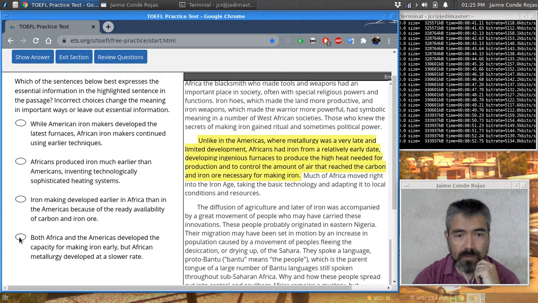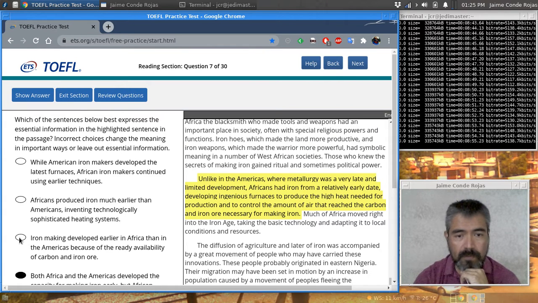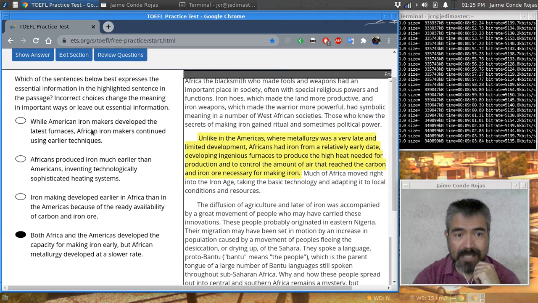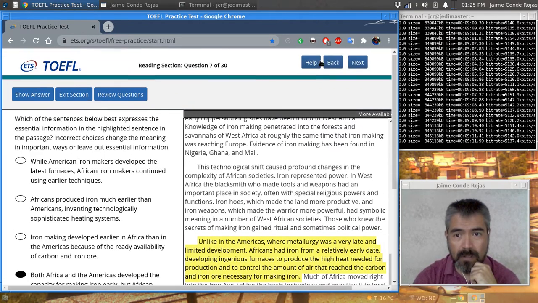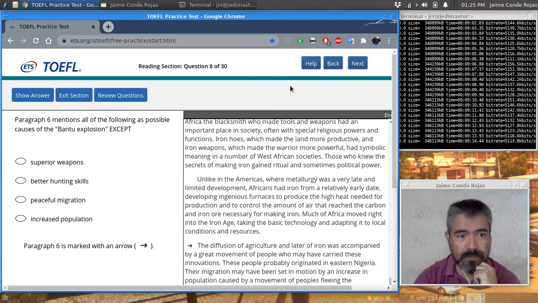So you have to, I'm checking randomly. I don't know if this is correct. But once you find the same idea in any of these possible answers, then that's the answer to this. Let's go to the next question.